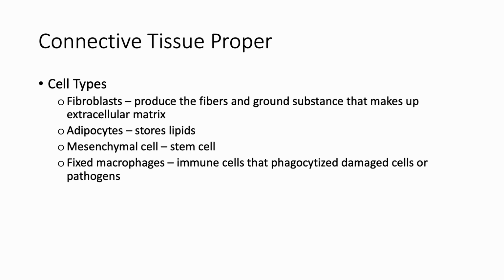Now, we have adipocytes. These are cells that are going to store fats or lipids. And then we have mesenchymal cells, which are these stem cells that can continue to produce new cells in the connective tissue. We also have macrophages. These are cells from our immune system that can phagocytize or engulf pathogens or damaged cells. So in order to prevent pathogens and infection.